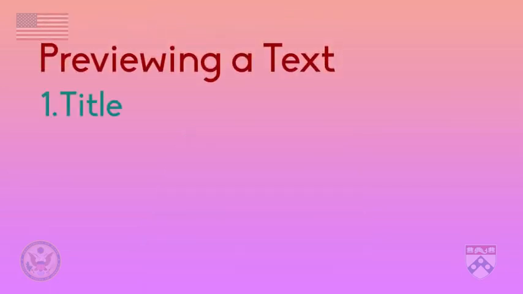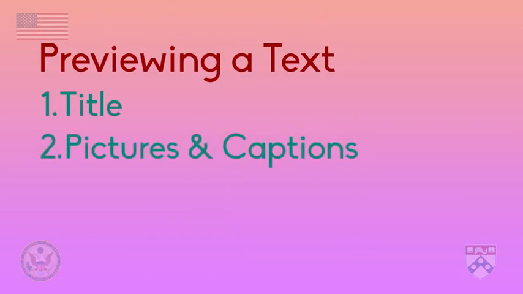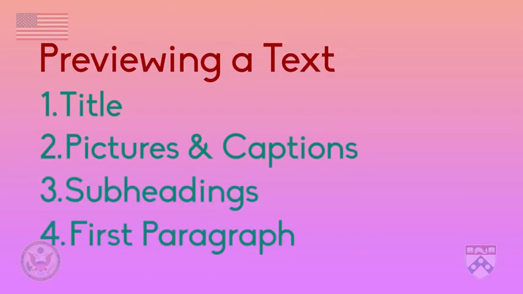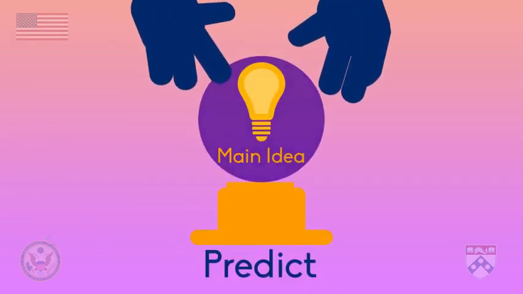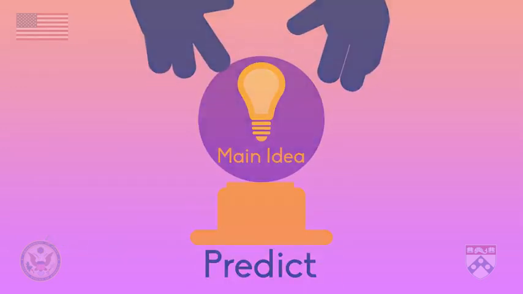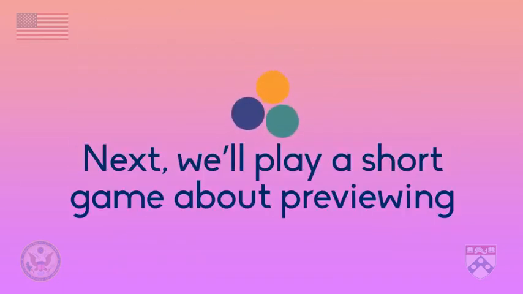To summarize, we've previewed the text by looking at the title, pictures and captions, subheadings, and first paragraph. We've thought about what we already know about the topic and predicted the main idea of the text. After previewing, we can decide if we want to read the text more carefully. If we choose to read the text, previewing has prepared us to understand the text much more successfully. Next, we'll play a short game about previewing.